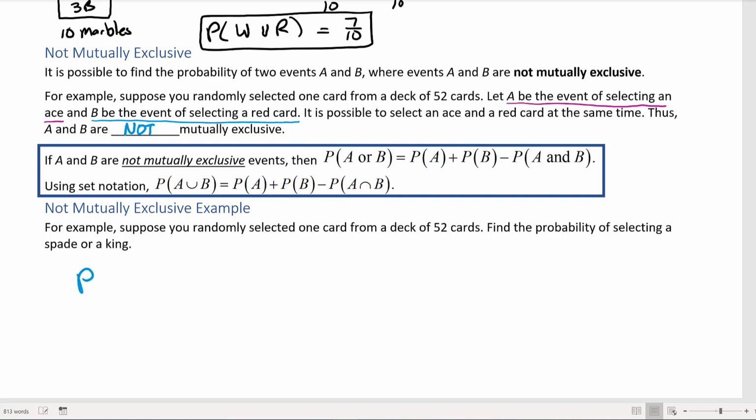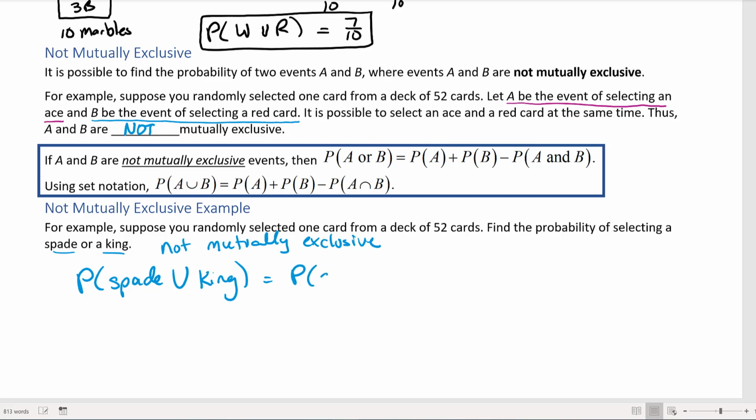Find the probability of selecting a spade or a king. A spade and a king are not mutually exclusive. There is a possibility that you could have the king of spades, which would be both a spade and a king at the same time. So we're going to use the full formula. We're going to take the probability of getting a spade plus the probability of getting a king minus the probability of getting a spade and a king, because you accidentally counted those twice in the first probability and the second probability.